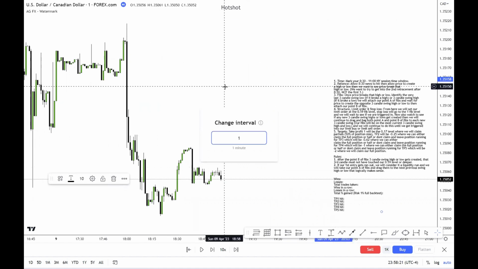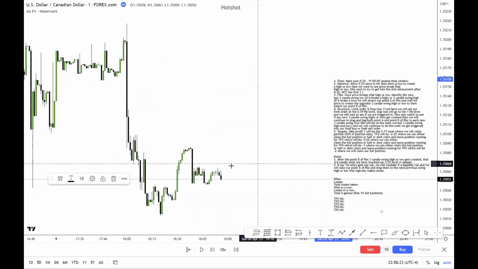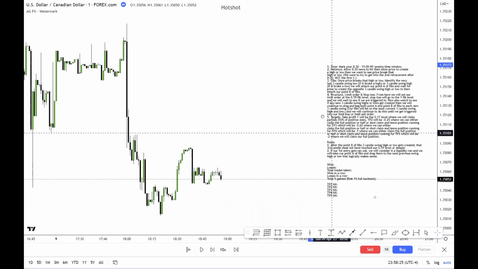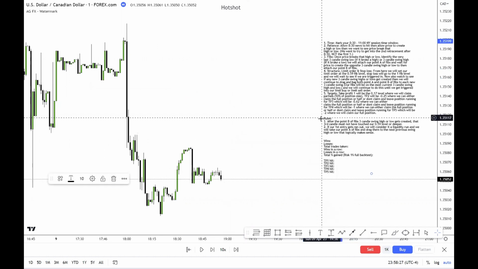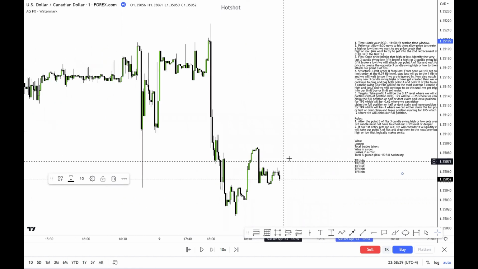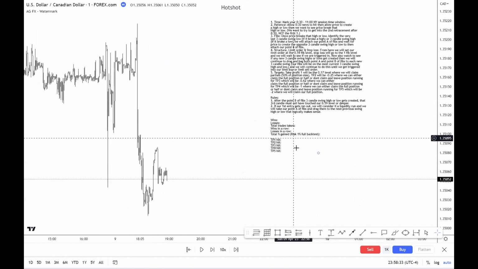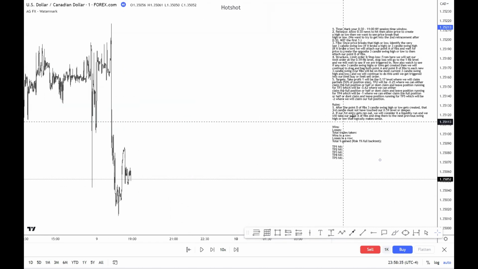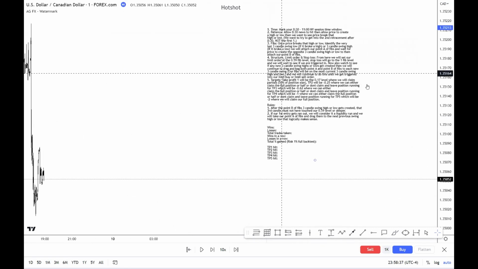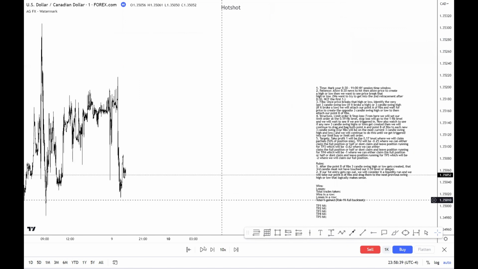Now, this setup is based off the 1 minute time frame. This is a 1 minute time frame. And this is my approach to it. Now, again, this is what works for me. I don't know what's going to work for you. Some people lose money. You may lose money. Again, I'm not a financial advisor. Trade at your own risk.